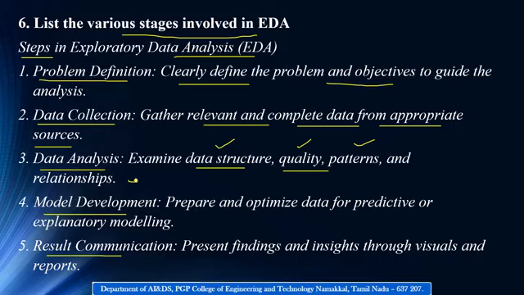Then the fourth step is model development. So you prepare and optimize the data for predictive or explanatory modeling. For predictive, to identify future data or to forecast the data, you have to prepare your data. Then the result communication. Finally, present the findings, or we can say the insights, through visuals and reports. So these are the 5 different steps available.